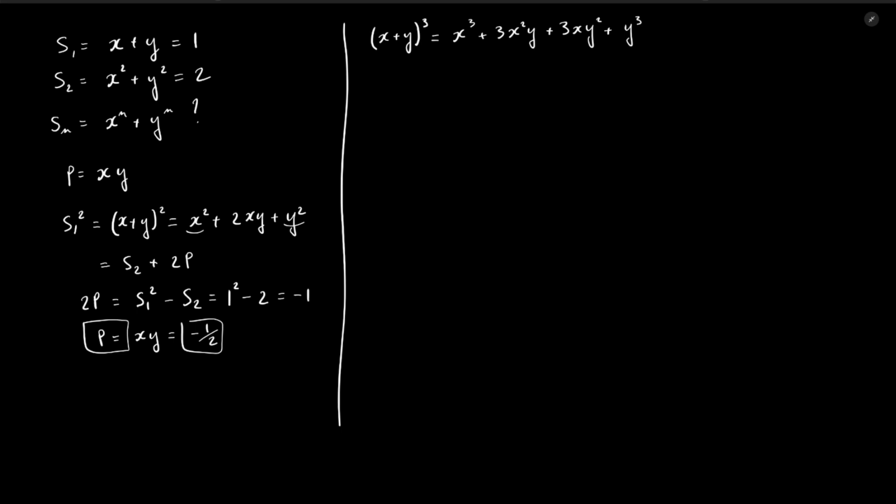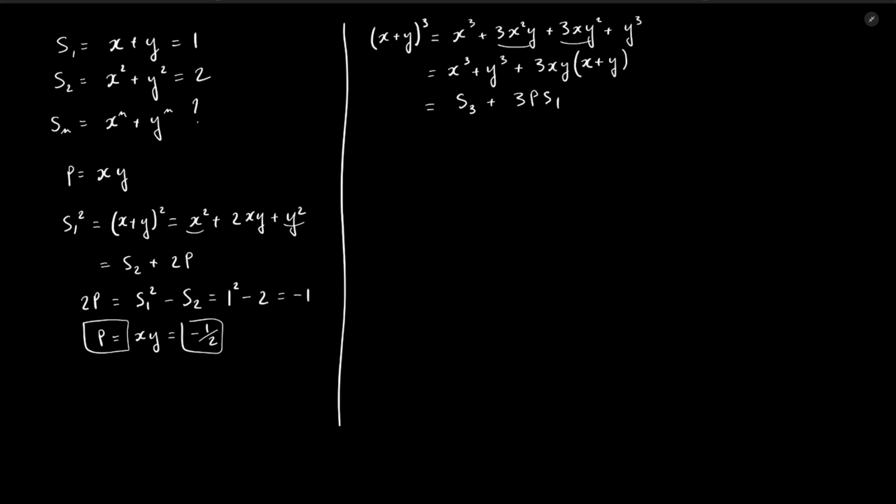Now we are going to group the similar powers together. We have x to the power of 3 plus y to the power of 3, so this is exactly S3. And now what we can see is that for the two other terms, we have in common the product xy that is equal to P. So we can write this as 3xy(x plus y). So this is equal to S3 plus 3P S1.